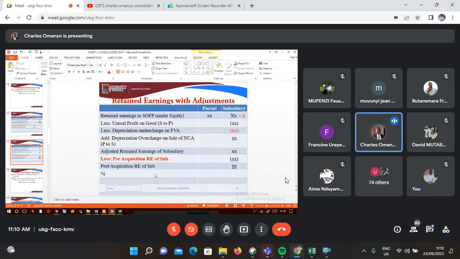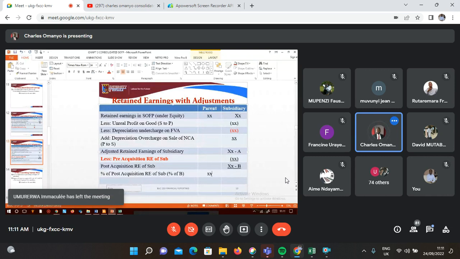And then you now get the percentage of post-acquisition retained earnings of the subsidiary. Of course, you acquired a percentage. Let me call this adjusted value A, and this one value B. So it will be a percentage of B. You bring this amount here, but only the percentage acquired.